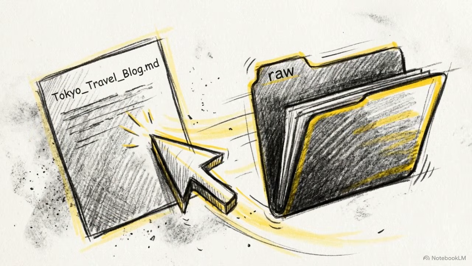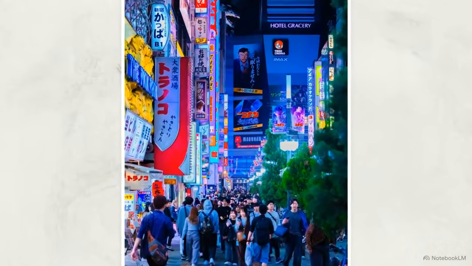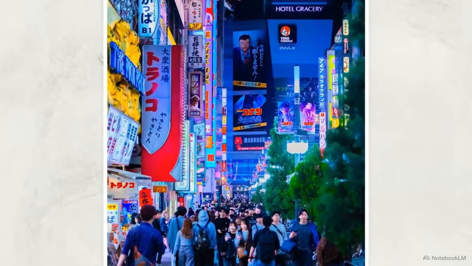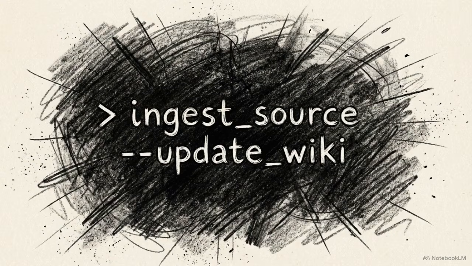To begin, take a raw source document, like a blog post about traveling to Tokyo, and drop it into the raw folder. At this stage, your information is just dense data, with neighborhoods and transit details scattered across a single file. Open your terminal, navigate to the project folder, and tell Claude Code, "I added a new source to the raw folder. Please read it and update the wiki."